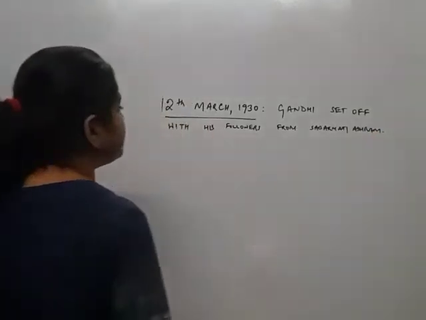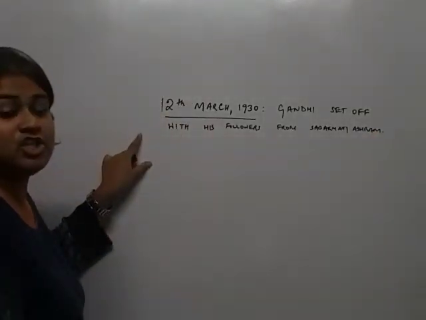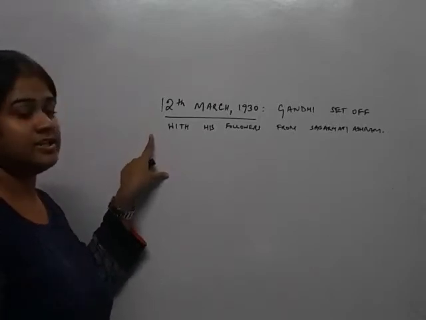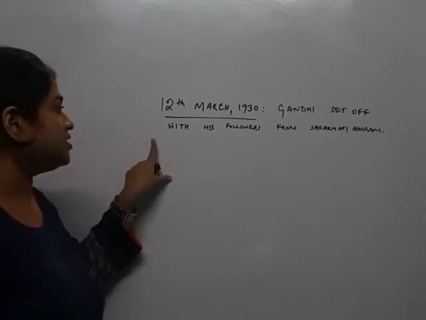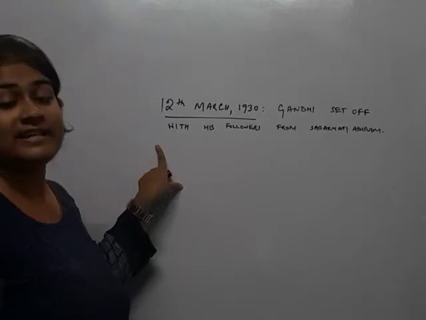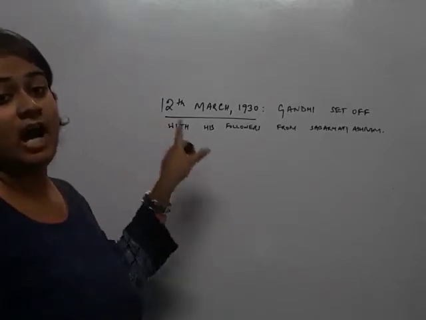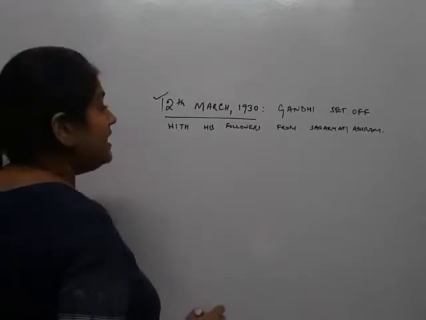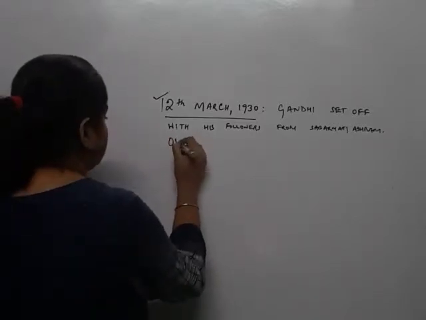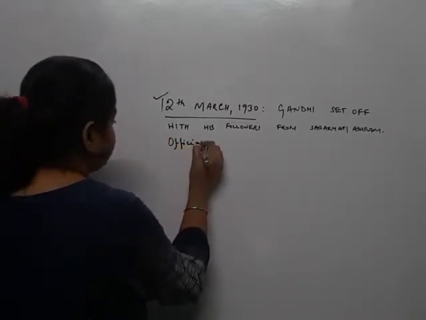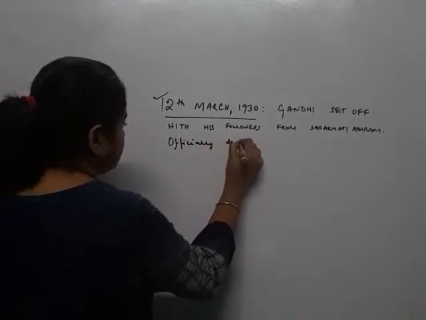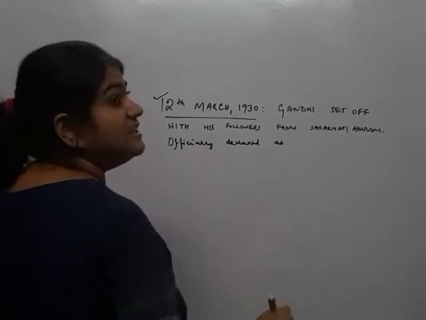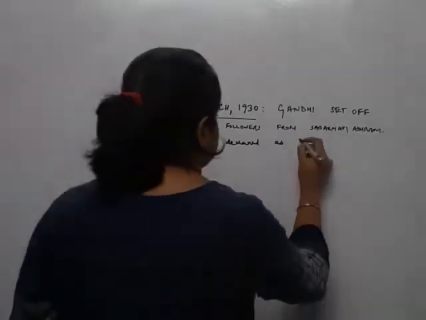So this was the historic day of launching of the civil disobedience movement, wherein the chief architect of the movement, Gandhi, along with his followers, had set off from the Sabarmati Ashram. So this day, 12th March 1930, is officially declared as the beginning of the civil disobedience movement.